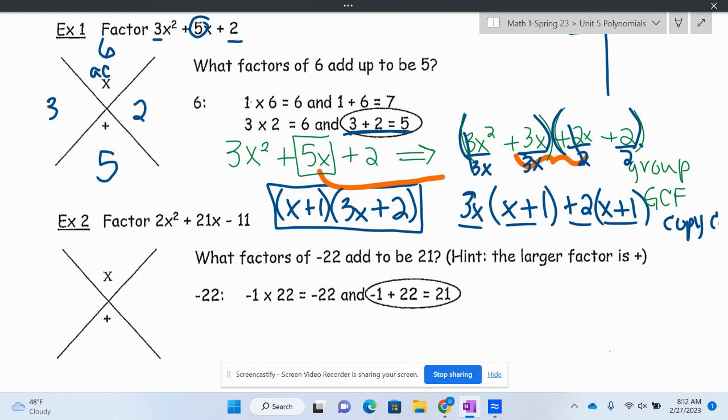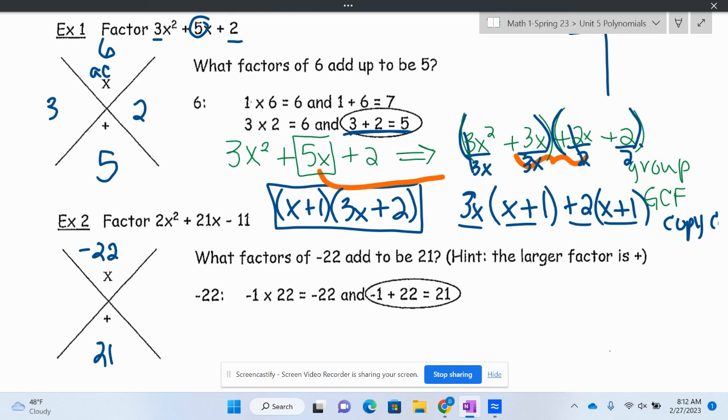Okay. So, times side. What two numbers am I multiplying together? What am I looking for in my product? 2 times negative 11, which is negative 22. And it has to add up to what? What's my middle term? 21. Absolutely.